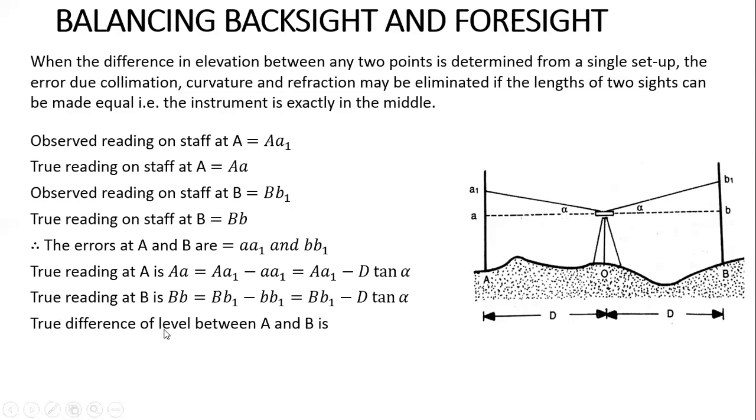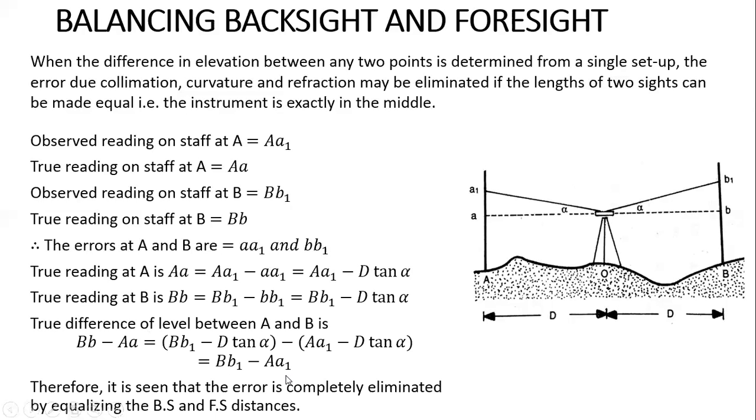So this means that the true difference of level between A and B is given by the difference of the two staff readings. That is equal to BB1 minus D tan alpha minus AA1 minus D tan alpha. So here you see that D tan alpha cancels out and finally we get BB1 minus AA1. That is nothing but the difference of the apparent staff readings at the two points.